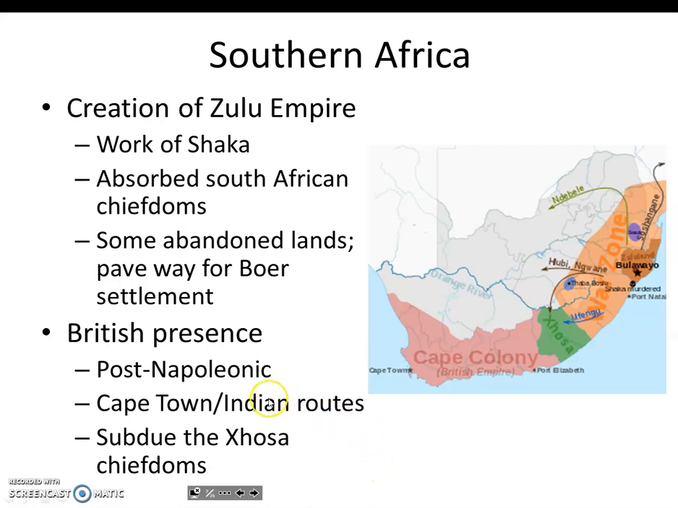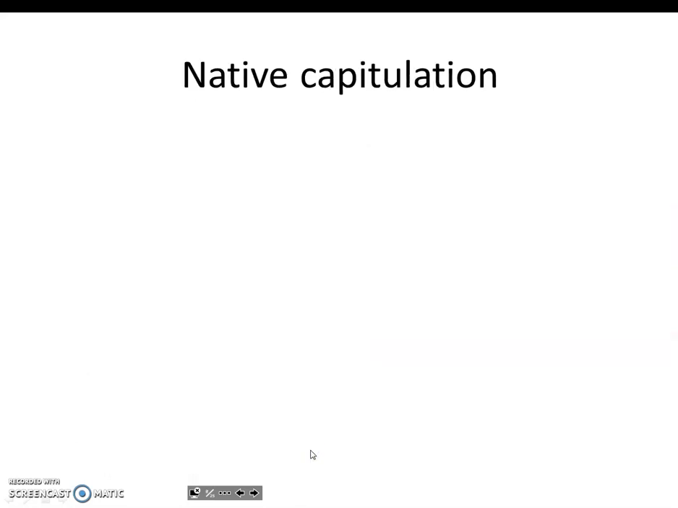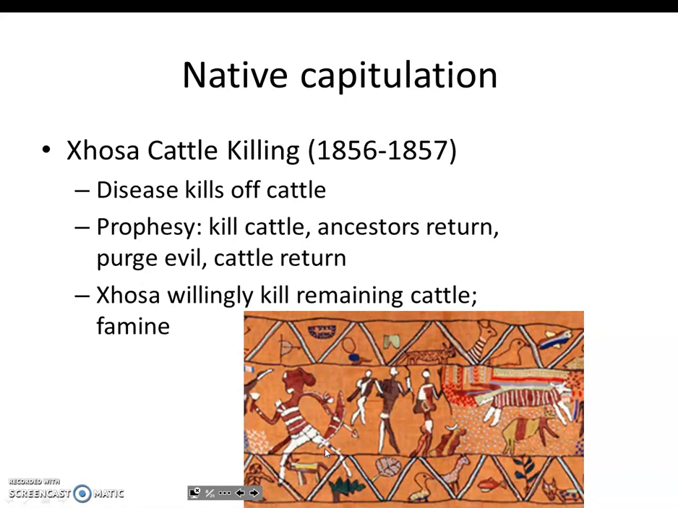All right, this is pronounced Xhosa, and they lost grazing lands. Some Xhosa even converted to Christianity and took up settled agriculture, leading some to believe that they had abandoned their traditions. Now, there was resistance to British rule, and this is exemplified first in the Xhosa cattle killing movement.